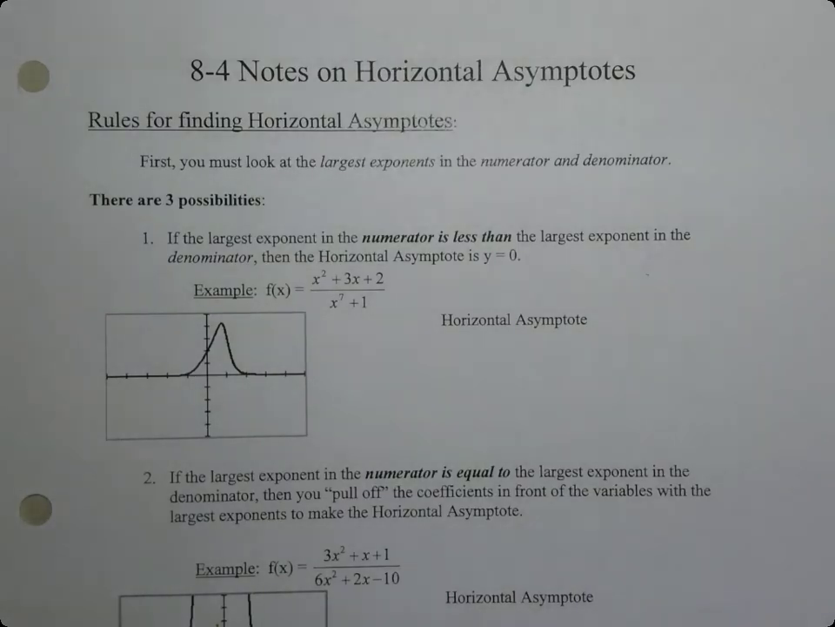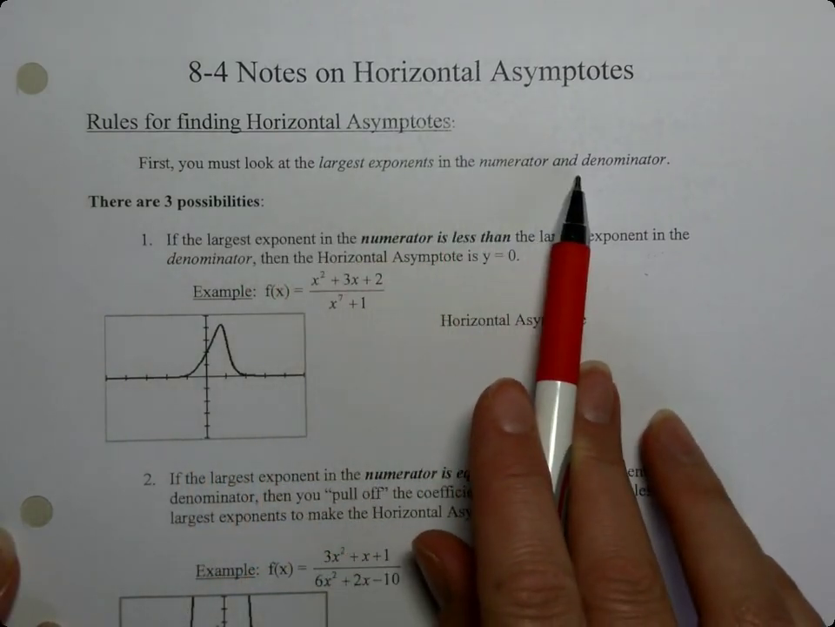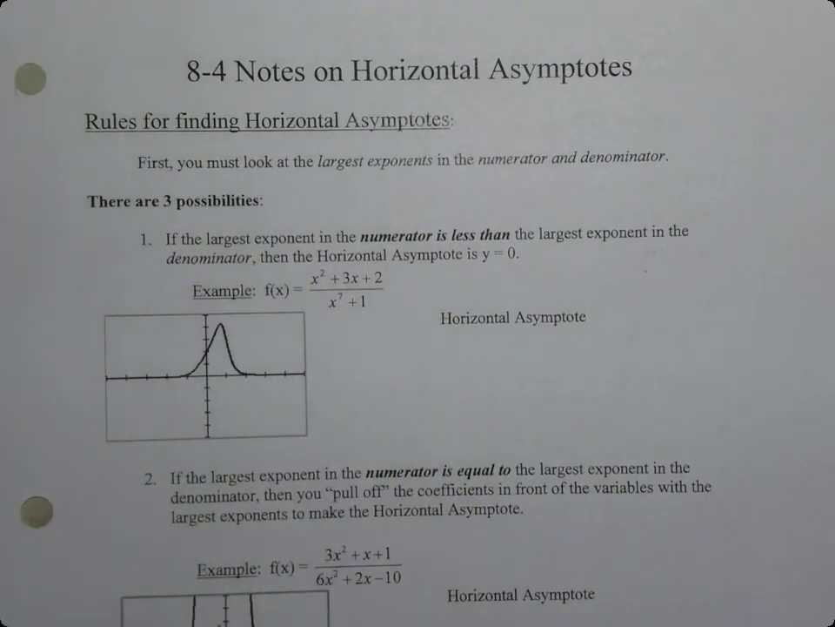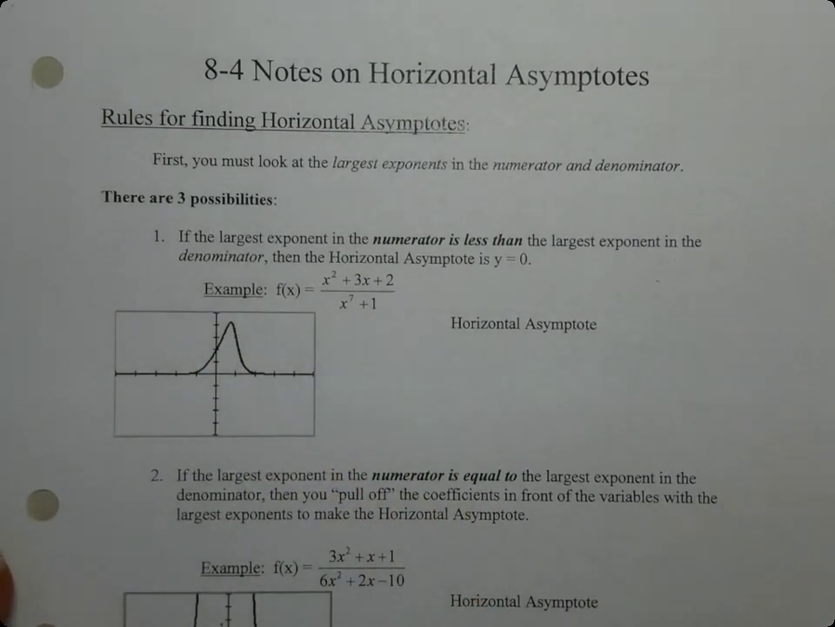Okay, we are looking at our 8-4 notes on horizontal asymptotes. First, we must look at the largest exponents in the numerator and the denominator. When we do this, there are 3 possibilities, and we're going to have 3 rules. This is one of those where you're going to need to know the rules.